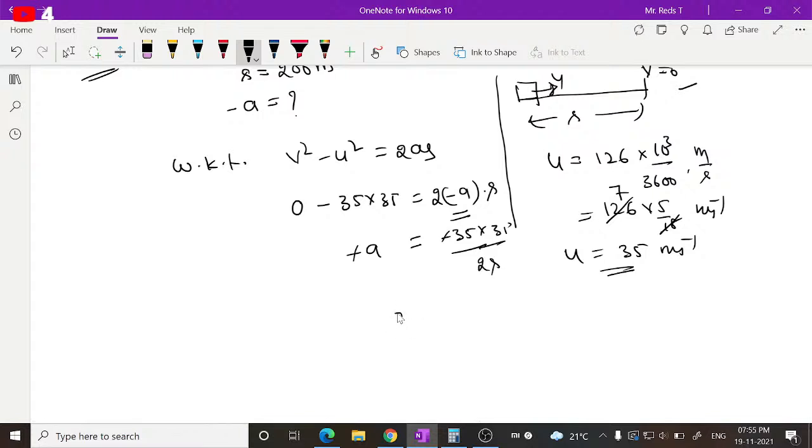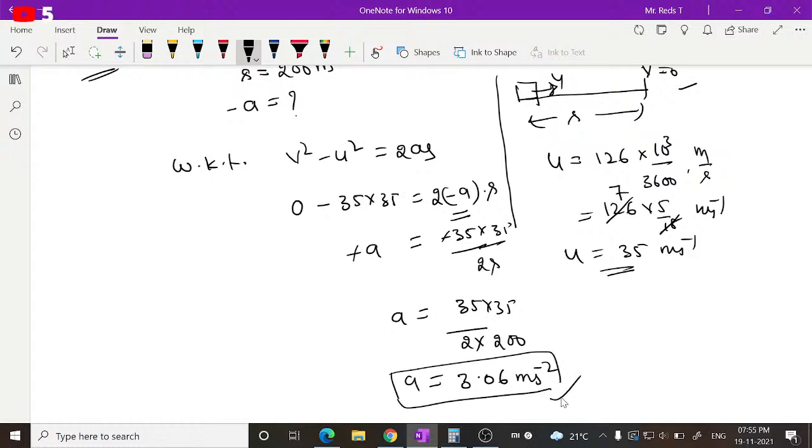So then you will get a is equal to 35 into 35 by 2 into s, which is 200. Approximately 3.06 you will get. The unit of acceleration is meter per second square. This is how we get the acceleration value.